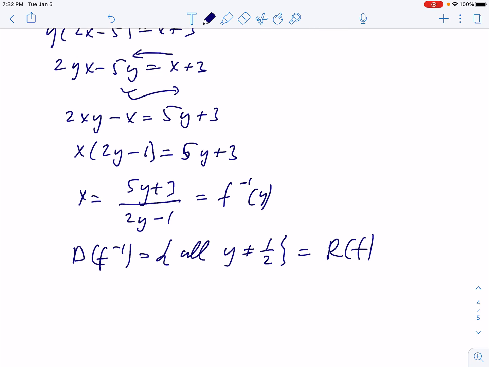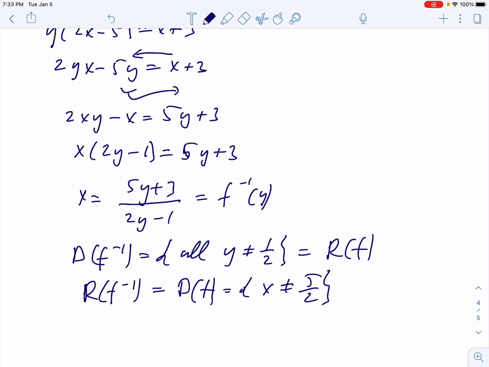So we found the domain of our function, the range of our function, the domain of the inverse, and what is the range of the inverse? The range of the inverse we already know. The range of the inverse function is the domain of our original function. So this will be all x different from 5/2.